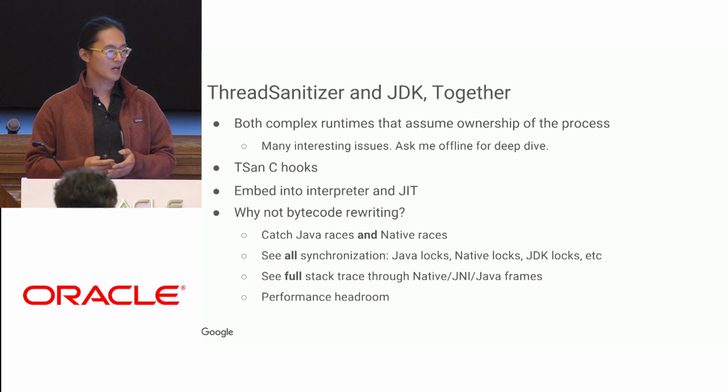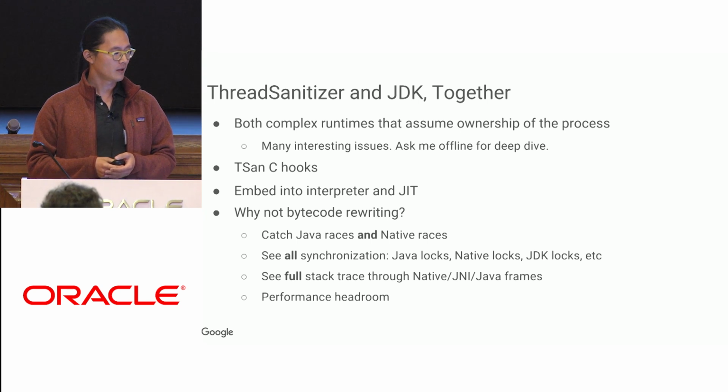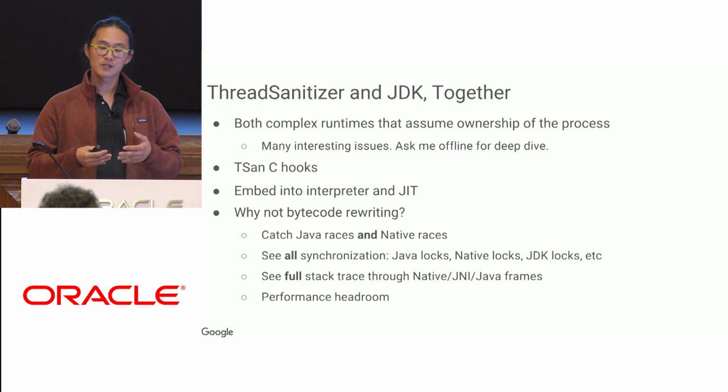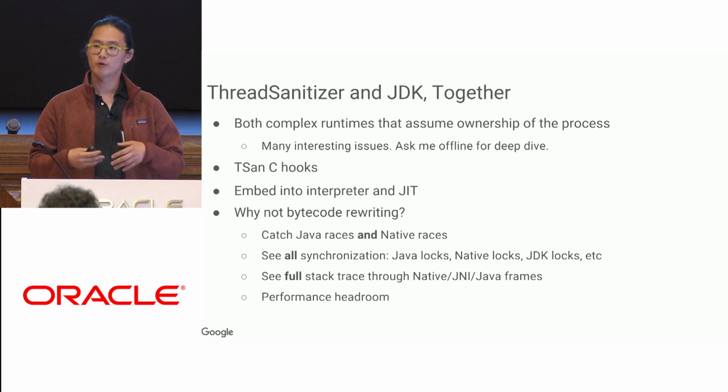It's not common, but it does happen, and if you have a bytecode rewriting approach, you are not going to see that at all. And because in reality a lot of Java threads will wander through Java, JNI, and native code, we want to see the full stack trace for usability purposes. We also believe that an embedded approach gives us more performance headroom to work with later, when we want to tune this tool for performance reasons.